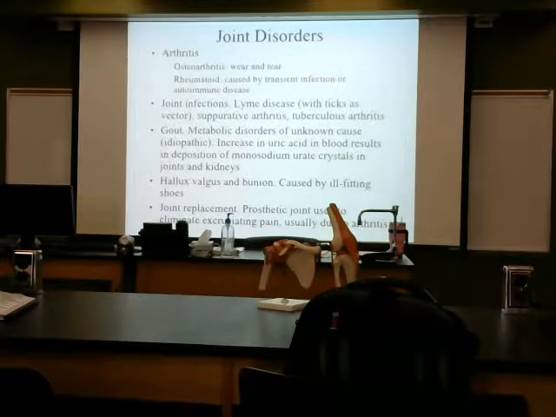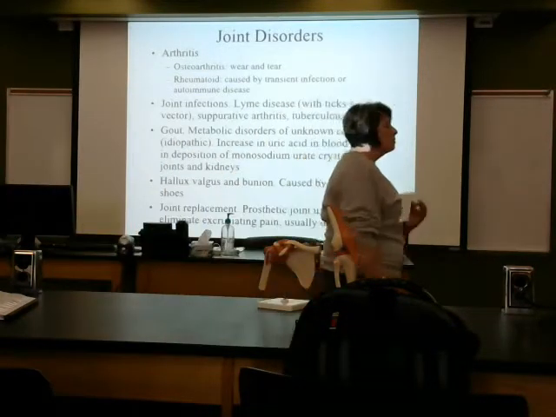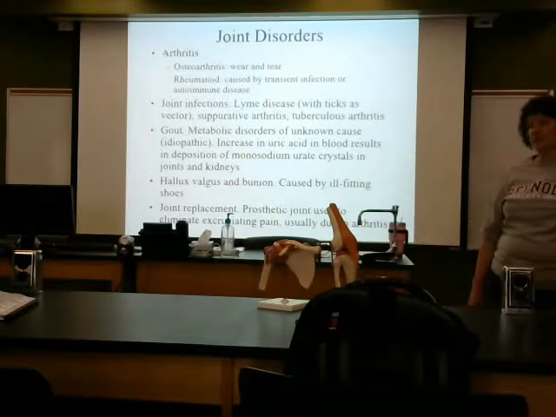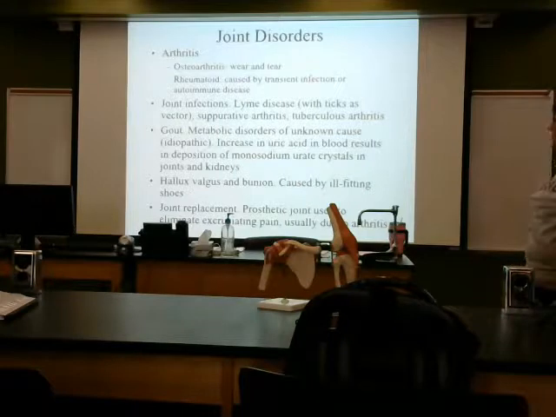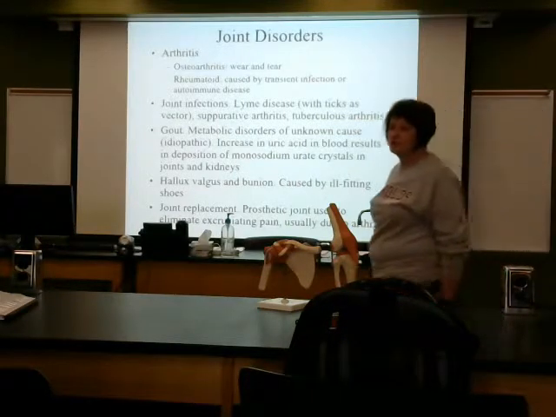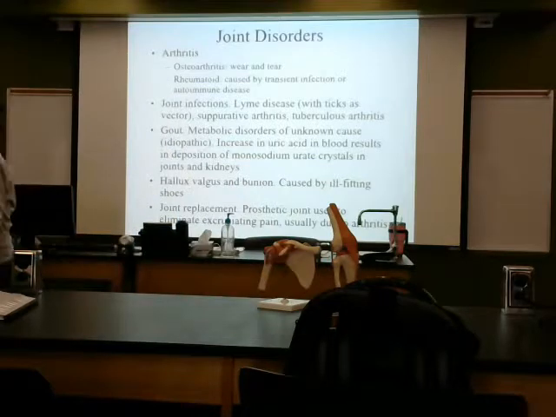One of the most common disorders with the joint is arthritis. But there's two types. We've got osteoarthritis, which is your normal wear and tear, a lot of it being the breaking down of the articular cartilage. Rheumatoid arthritis is a different story. Rheumatoid arthritis is an autoimmune disease. What happens is your own body's white cells attack the tissue in the joint.